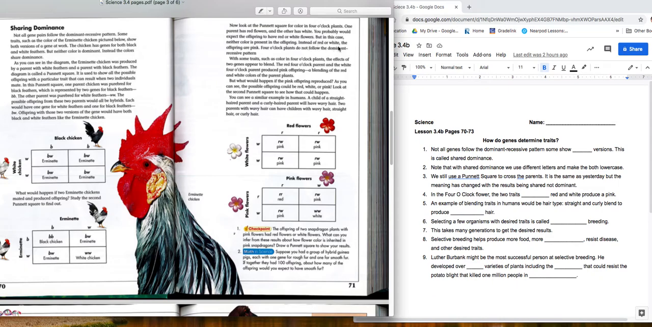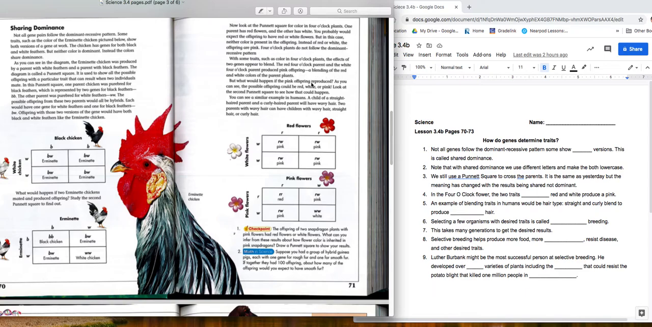Instead of red or white, the offsprings are pink. They do not follow the dominant recessive pattern. With some traits, such as the color of the four o'clock plants, the effects of the two genes appear to blend. So in four o'clock flowers, the two traits blend: red and white produces a pink. That's kind of fun. The red four o'clock parent and the white four o'clock parent produce pink offspring, a blending of the red and white colors of the parent plant.